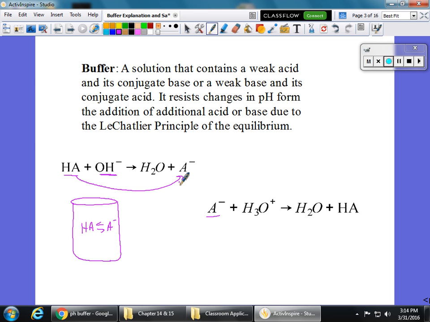If you have a strong acid and you add it to this solution, you're going to be converting the conjugate base into its acid. So whether you're adding a strong base or a strong acid to a buffer solution, the solution is going to adjust to maintain its pH. That is, it's going to resist changes by neutralizing the base with acid or neutralizing the acid with base. And we can use stoichiometry to figure that out.